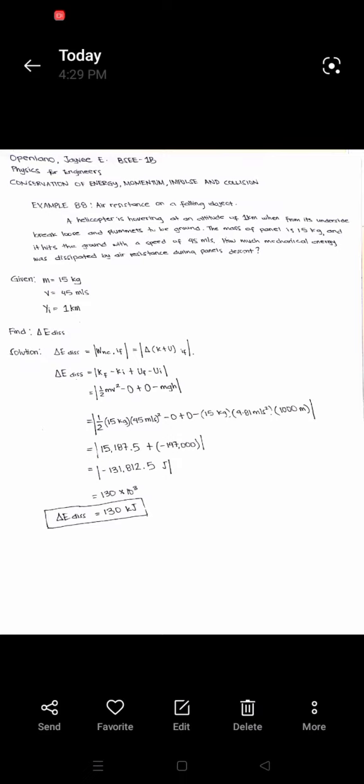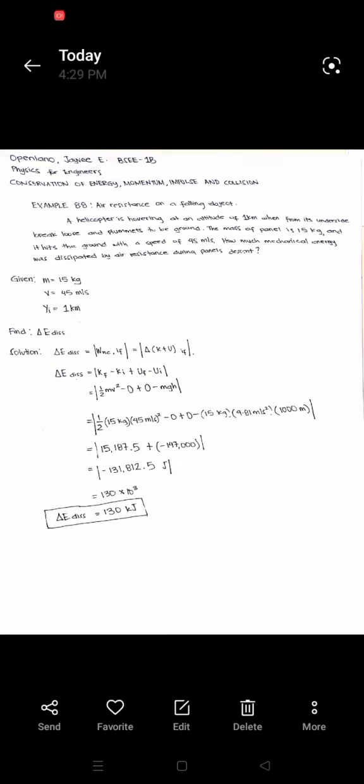So in this problem, we're going to use equation 8.12, and we're trying to find the energy dissipated. Energy dissipated is equal to the absolute value of the non-conservative work, which is equal to the absolute value of the change in kinetic energy plus the potential energy. So we arrive at this formula: energy dissipated equals the absolute value of Kf minus Ki plus Uf minus Ui.